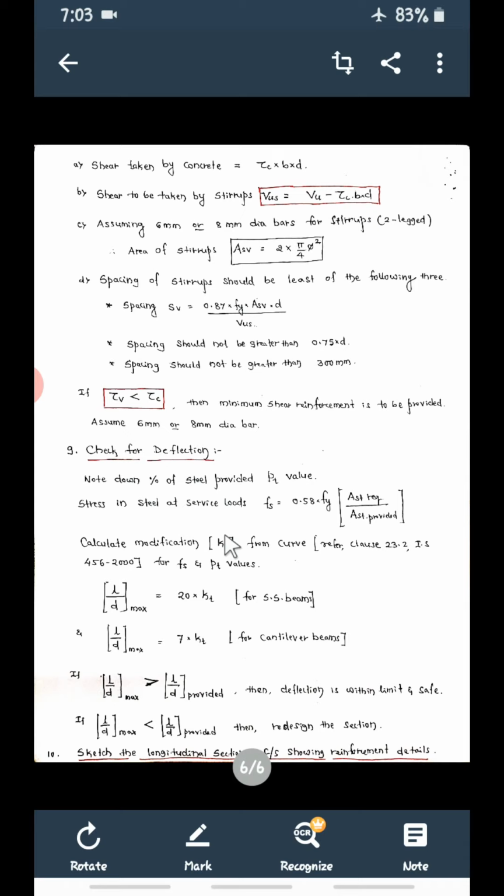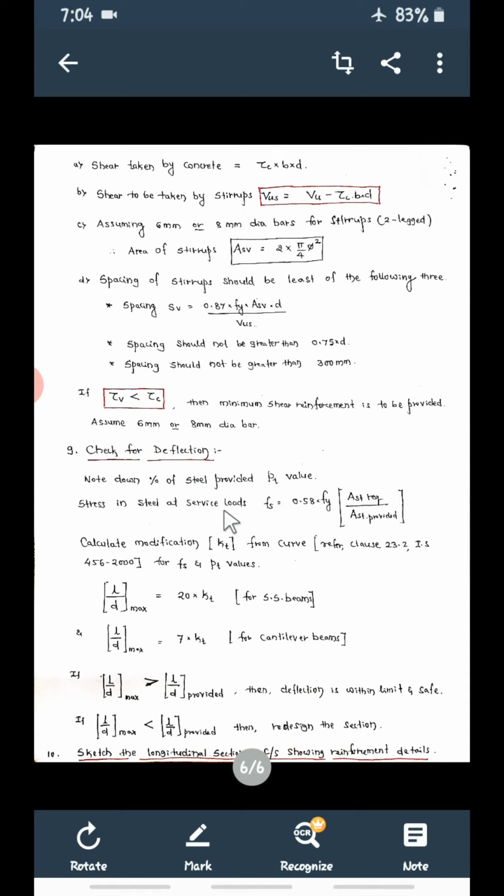Now the next step is we have to check for the deflection. Important is whatever design we have done till this step, we are going to check whether it will take a deflection within the permissible limit or not. So this step will be followed. Note down the percentage of steel provided, PT, based on how much area of steel we have provided. Based on that percentage we are going to calculate the PT value.